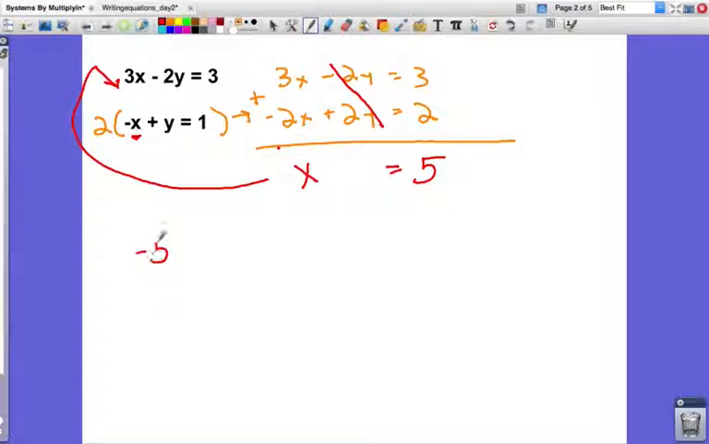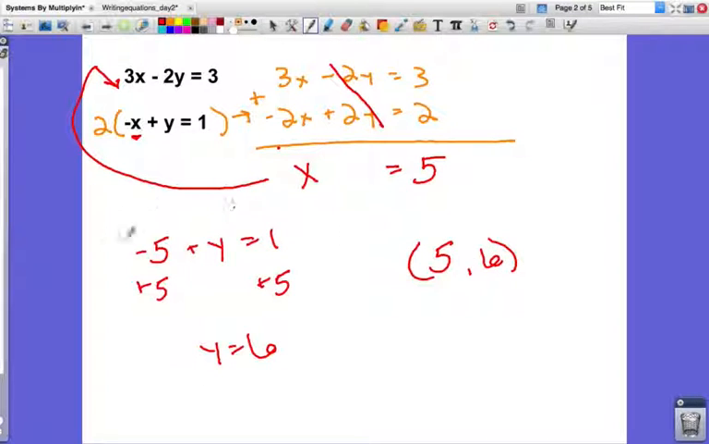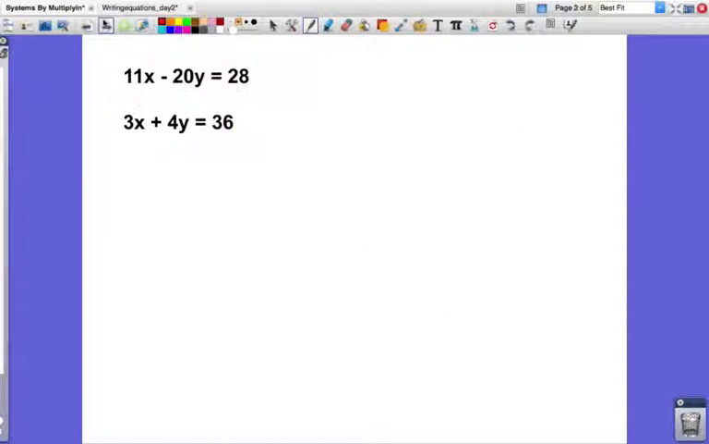So I'm going to have x, so negative 5 plus y equals 1. Add 5 to both sides. Y is equal to 6. So my solution to this system is (5, 6). Let's look at another one.